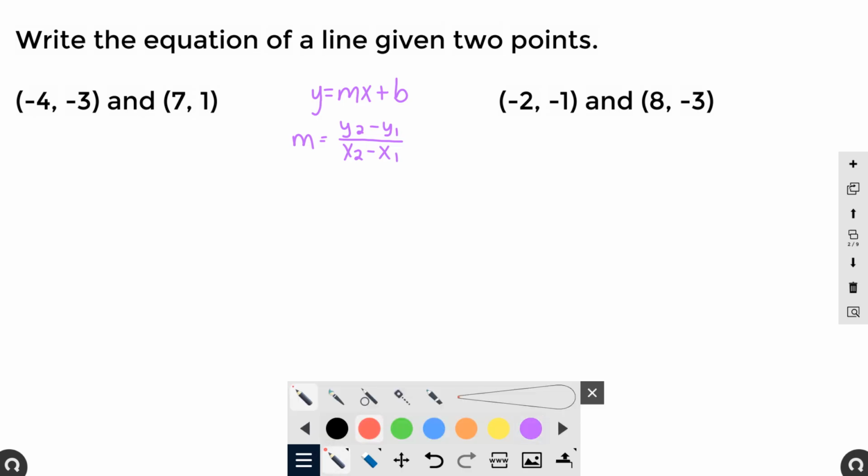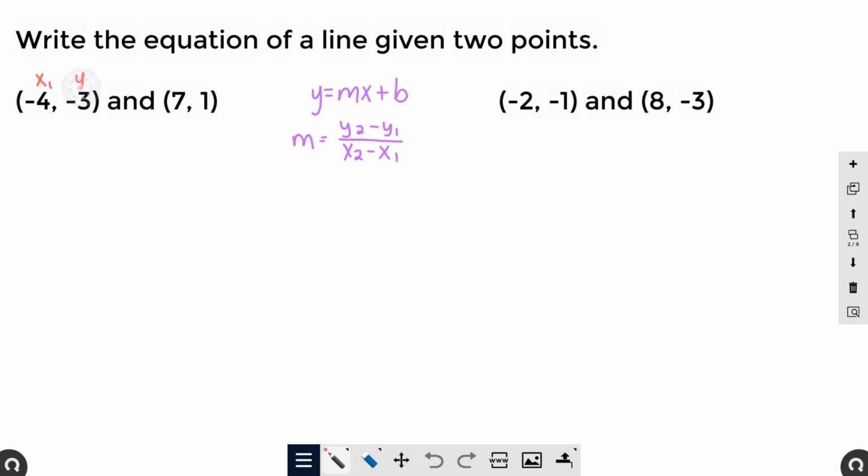So remember, you can label your points as x and y. The first one is x1, y1, and the second one is x2, y2. So let's just plug those values into our equation for slope. We're going to do y2 minus y1, so 1 minus -3. Then 7 minus -4. So always keep a minus in the middle and then keep the sign that's with the number. So that's why on the bottom it's 7 minus -4.